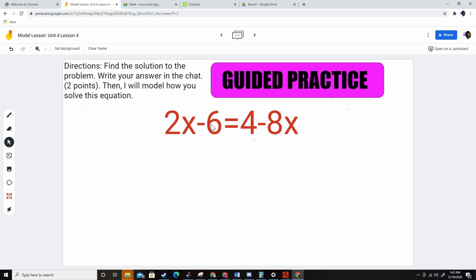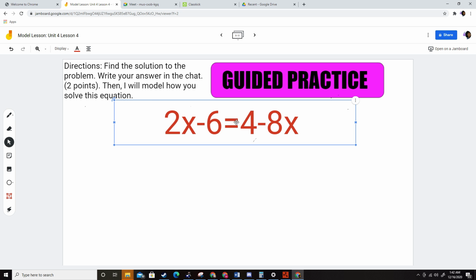Take your time, work this out. This is worth 2 points. After you guys do this, I'm going to model how you solve this equation. So remember our equation here: 2x minus 6 equals 4 minus 8x.